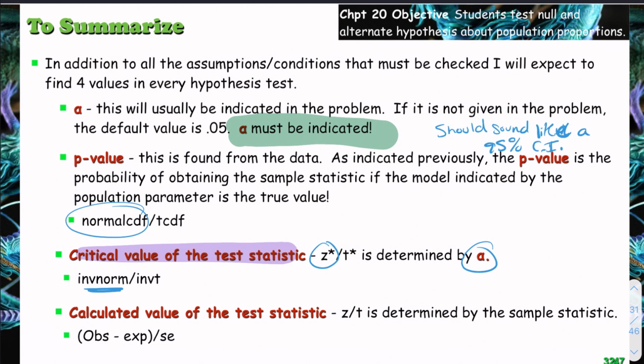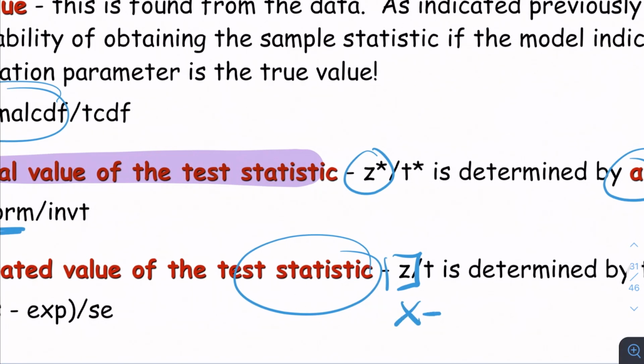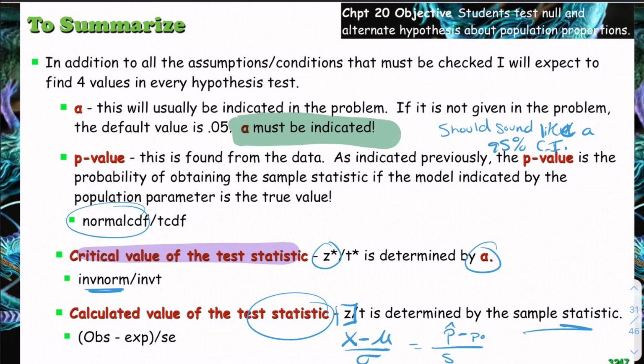Finally, for the calculated value of our test statistic, we are going to report the z-score, which is determined by the sample statistic. Remember, the z-score is our value minus the mean over the standard deviation. Only this time, it's going to be p hat minus p naught over the standard error of our null hypothesis.